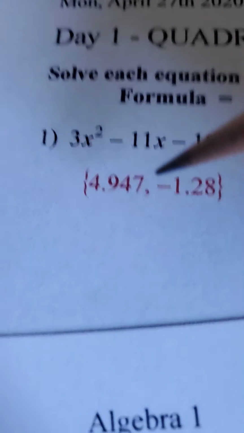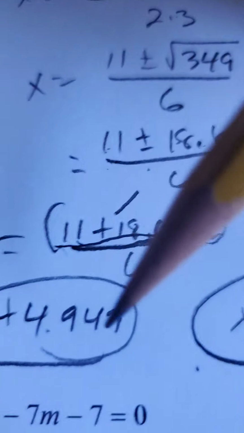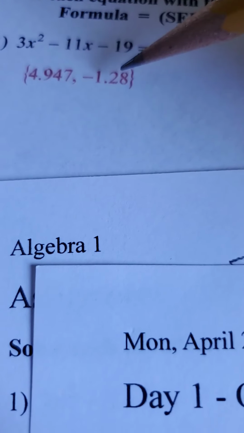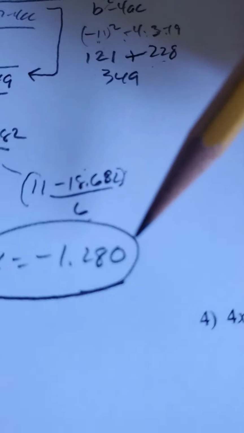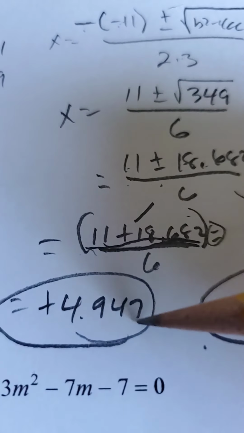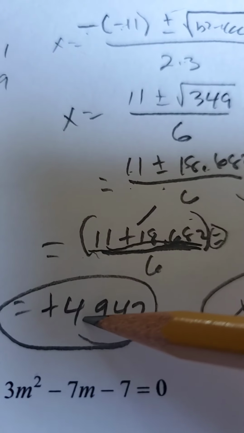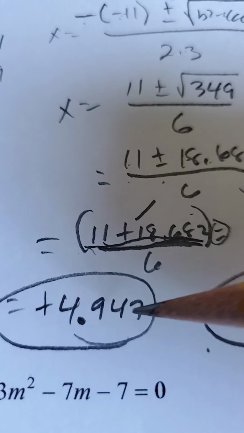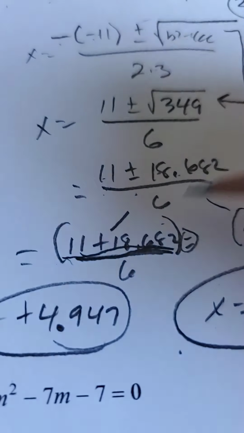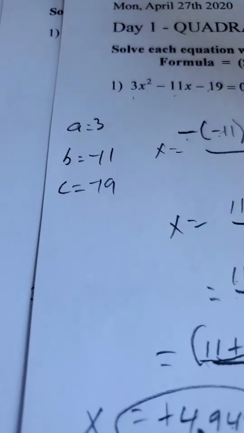Now I gave you answers to these problems, so make sure you are aware of whether or not you're doing them right. 4.947, and then negative 1.280. Now, depending on how you rounded, this could be off by a hundredth or a thousandth or something like that, but it shouldn't be off by very much at all. If you round to 3 decimals here and here, it should match your answers.